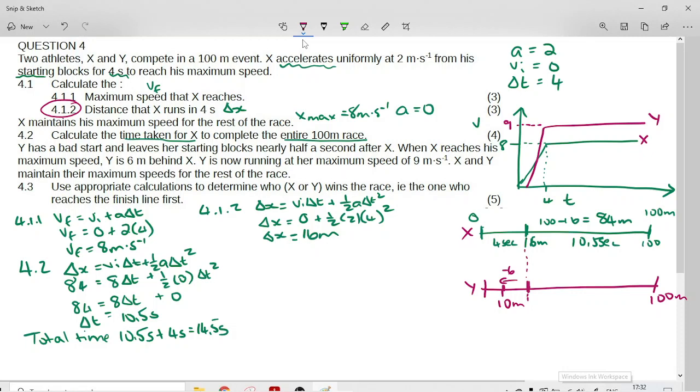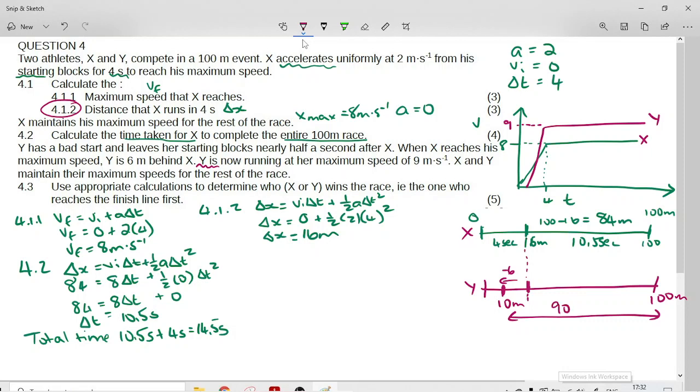Now it says to you, use appropriate calculations to determine who, X or Y, wins the race, i.e. who reaches the finish line first. If you want to do this, you can't think of the whole race because we don't actually have exact information for Y. The exact things we know about her are at this point over here. She's 10 meters behind X, which leaves her with 90 meters to run over here.